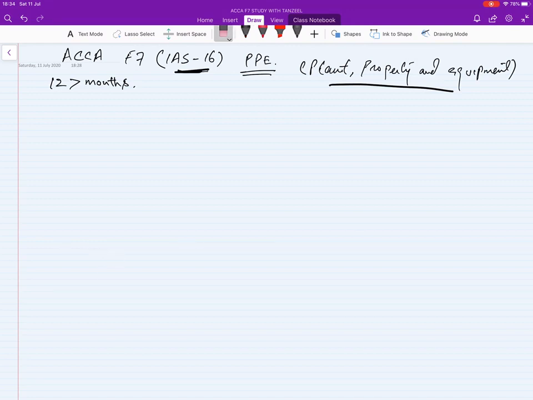Okay, now we will do some more theoretical things. There are two recognition criteria, as per the book. The recognition criteria is, if you feel there is economic future benefit that will flow towards the entity.